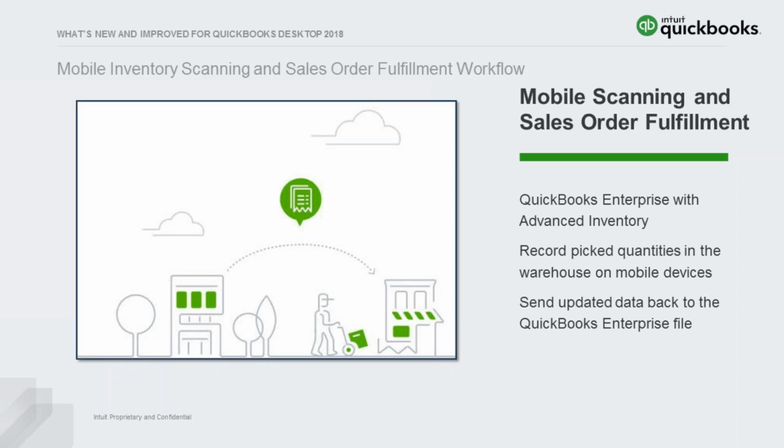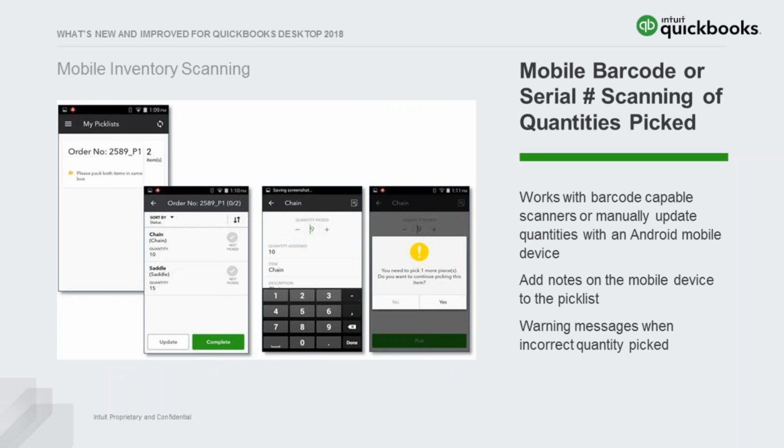The mobile barcode and serial number scanning works with QuickBooks Enterprise 18 with advanced inventory, collecting data in the warehouse and sending updates via the cloud back to the QuickBooks Enterprise file. Works with barcode-capable scanners or manually update quantities with an Android mobile device. Add notes on the mobile device to the pick list. And you know what? If you can't pick the right quantity, store a note that will update the pick list in QuickBooks about the issue. Warning messages display on the mobile device when quantities recorded as picked differ from requested quantity.